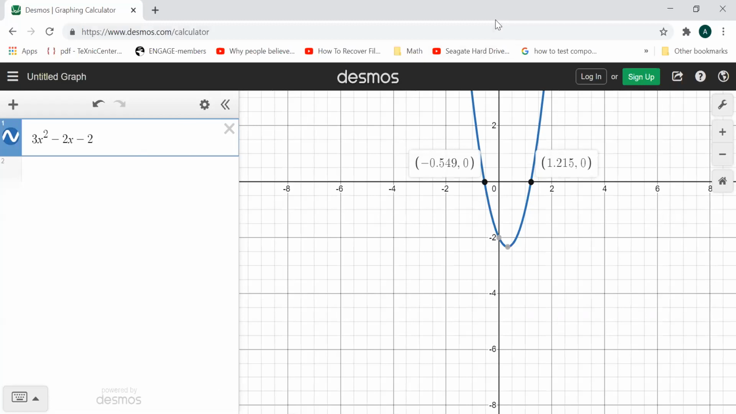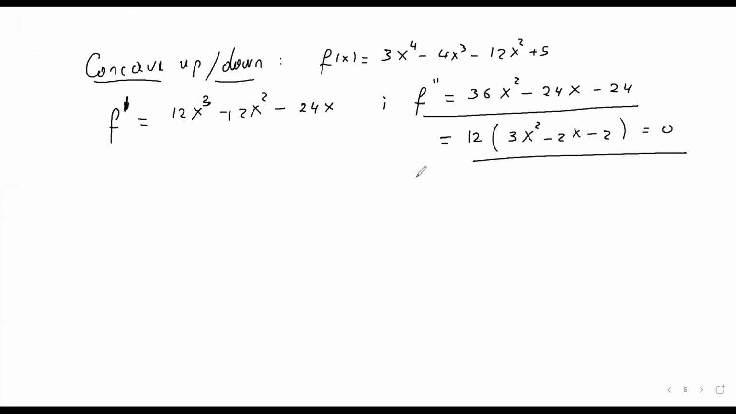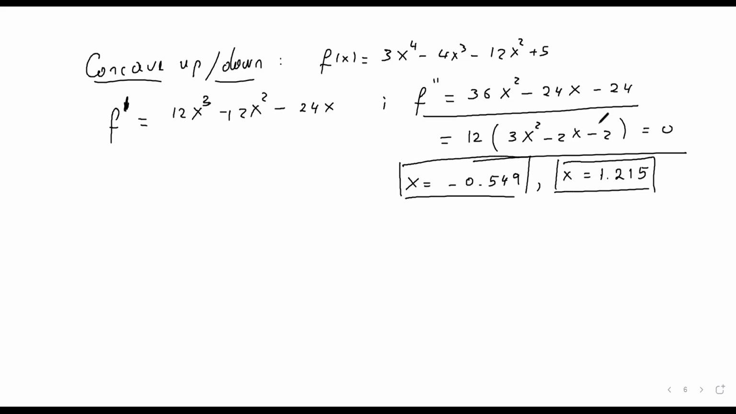So we can say 0.549. Okay, so over here we say, oh, well, we got x equals negative 0.549. And another one is, and what was that thing? 1.215. Okay, so it's a mistake. 1.215. All right, so we got these two, and these two, folks, are the zeros of the second derivative.